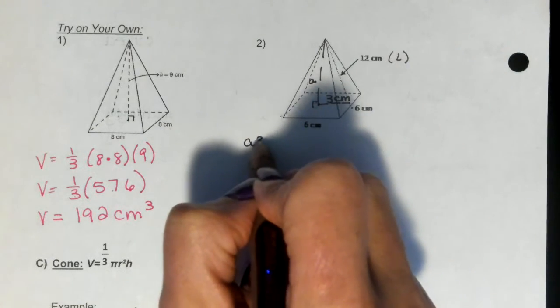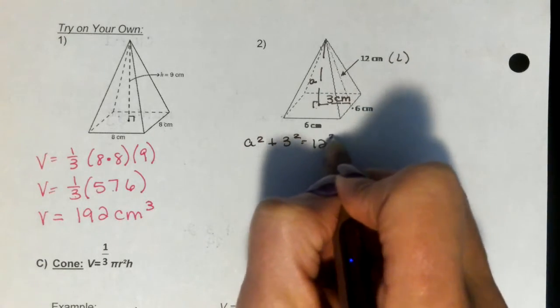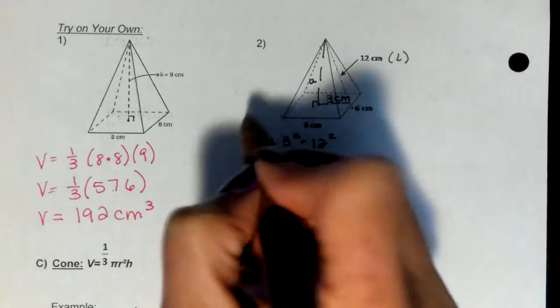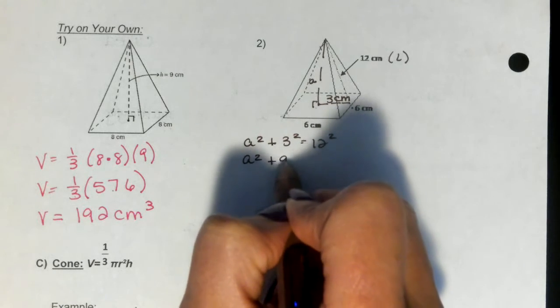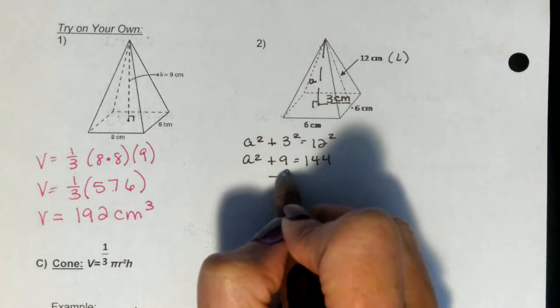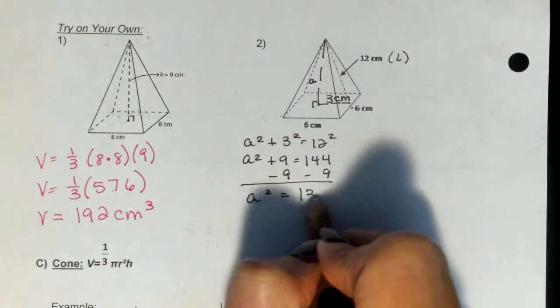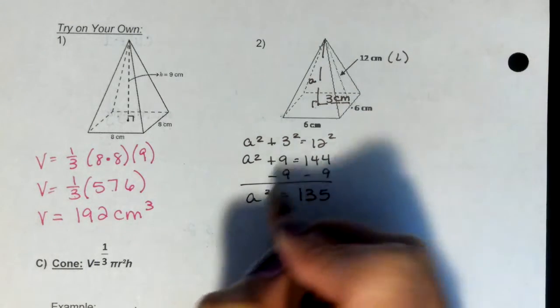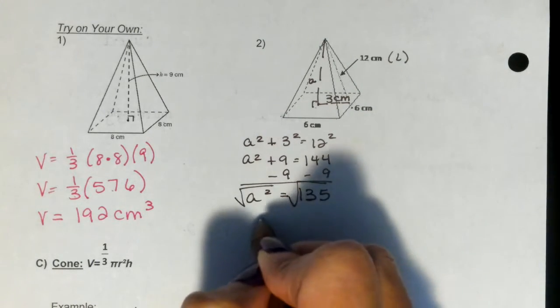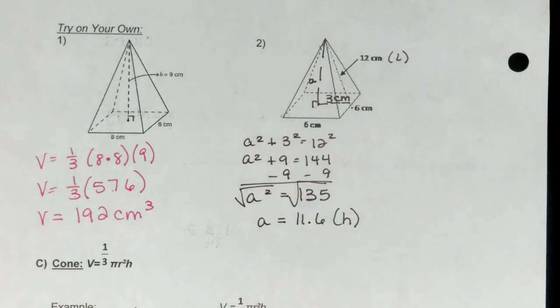So I'm going to do A squared plus 3 squared equals slant height 12 squared. So that's going to be A squared plus 9 equals 144. We have to subtract 9 from both sides, and we get A squared equals 135. Take that square root, and we get A is about 11.6. This is now our height of our pyramid. So now we can go about and find volume.